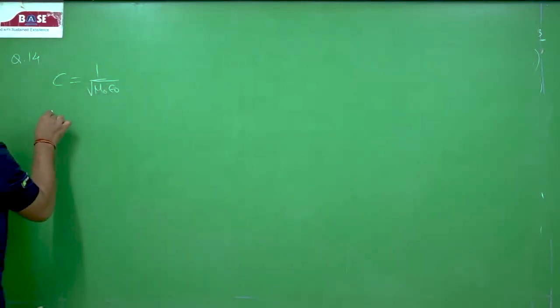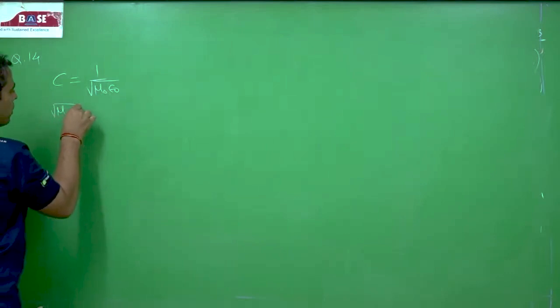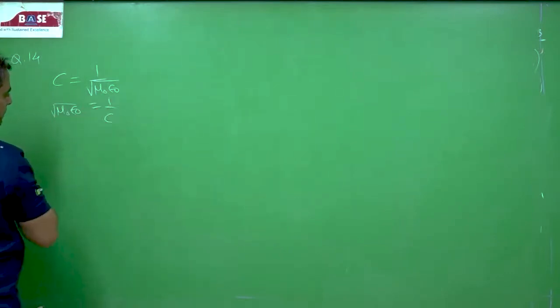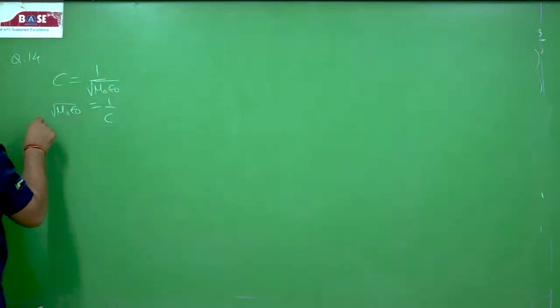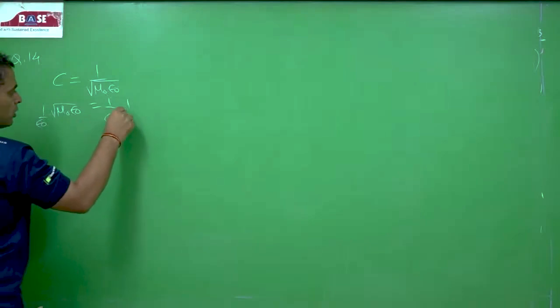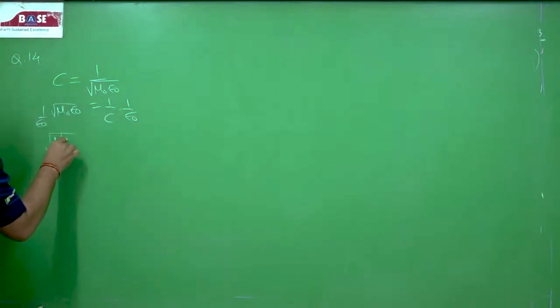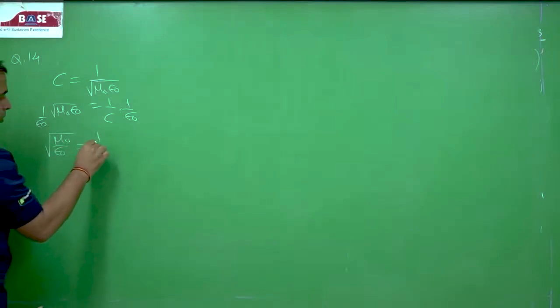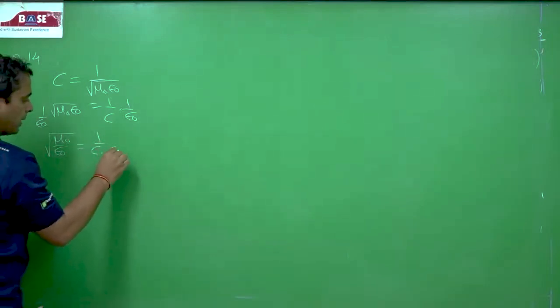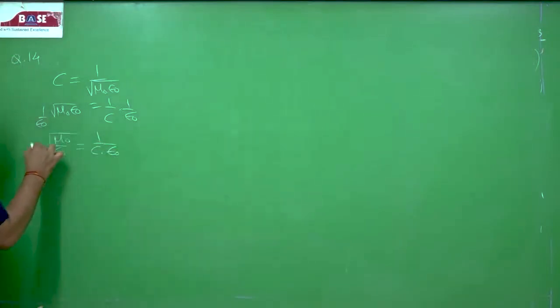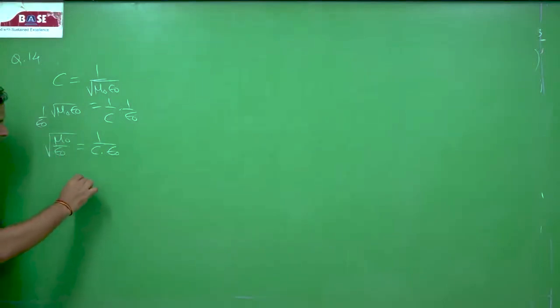I'll just rearrange. I'll write root of mu naught epsilon naught equals 1 by c. And then we can divide epsilon naught on both sides. So 1 by epsilon naught here, 1 by epsilon naught there. This epsilon naught by epsilon naught will get root mu naught by epsilon naught on left, and that will be 1 by c epsilon naught on right. So what will be units of this quantity? Root of mu naught by epsilon naught. I could write the units as 1 by c.